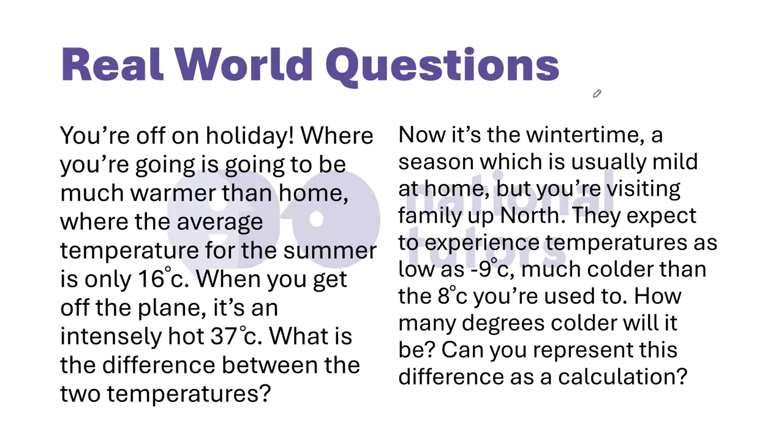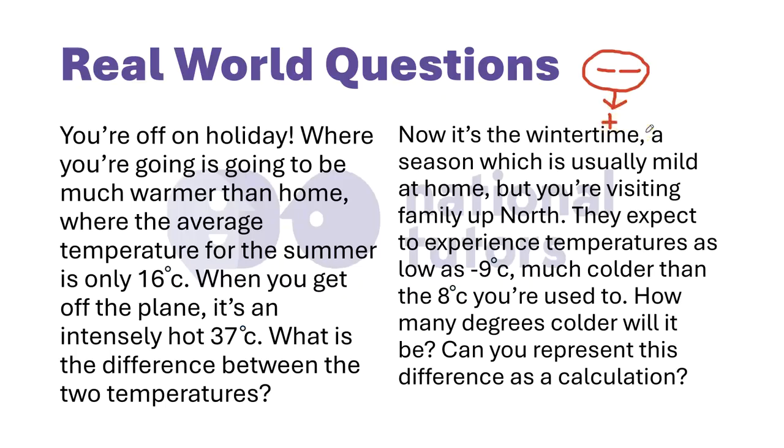Now, if you were going to write this as a calculation, you could write it as the following. 8 take away -9 equals 17. Now this might look a bit odd, and we will be going over what a double negative means. But in maths, if we have a double negative, it becomes an add. Now we know that 8 add 9 does indeed equal 17. But when we have a double negative, that becomes an add as well.